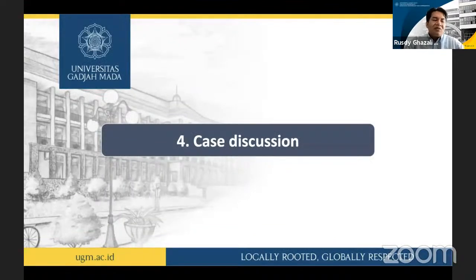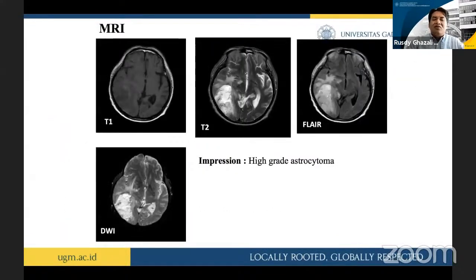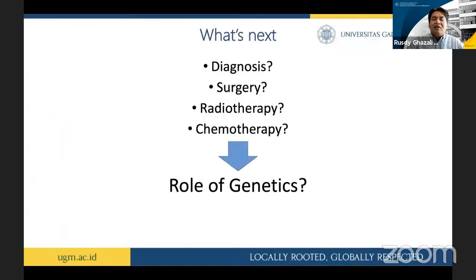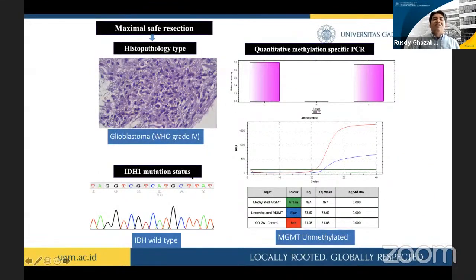So how can we use that knowledge in our patients? So this is the case that we discussed in the beginning. The patients who have headache and left extremities weakness, and the MRI shows high-grade astrocytoma. How is the diagnosis, treatment, and how is the role of genetics in that? So based on our guideline that we mentioned before, we need to discuss in a multidisciplinary team, and after that, we perform maximal resection. So the neurosurgeon in our team perform the resections, and then the pathologists see that this is a grade 4 glioblastoma.